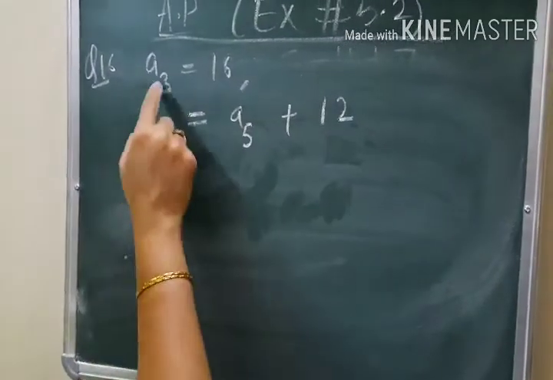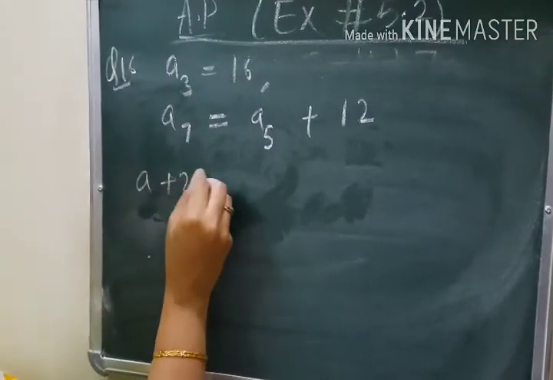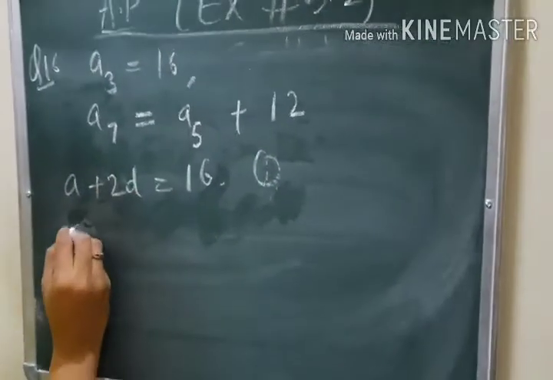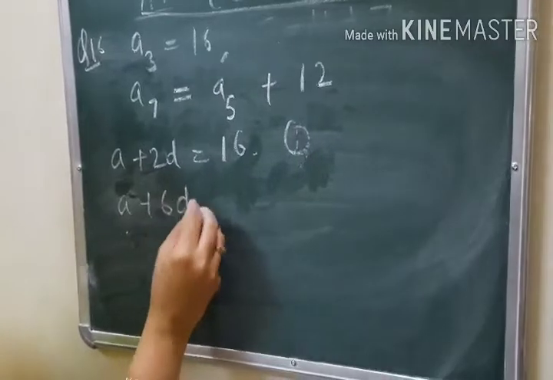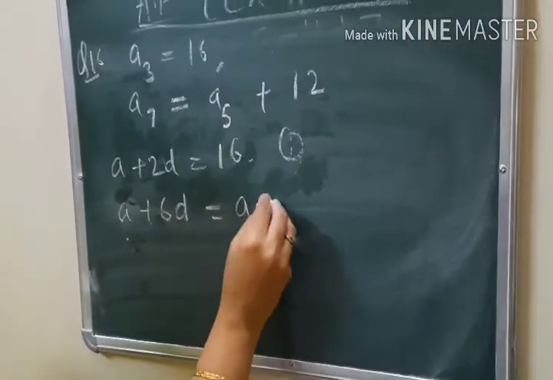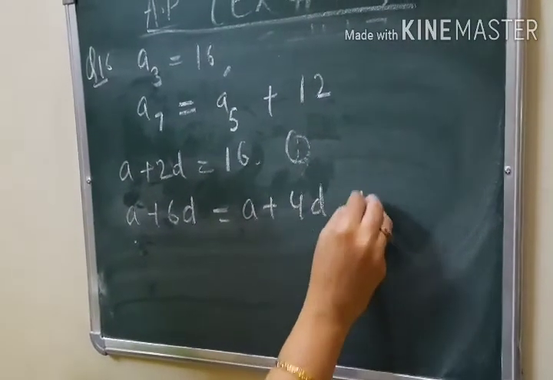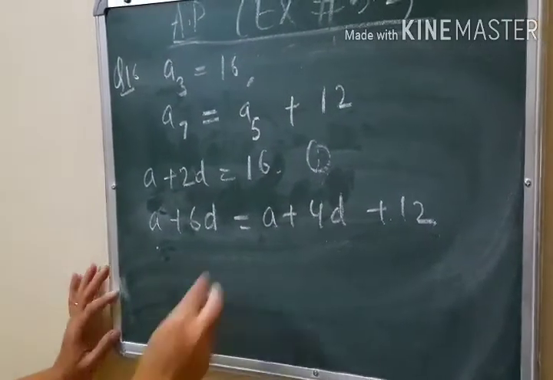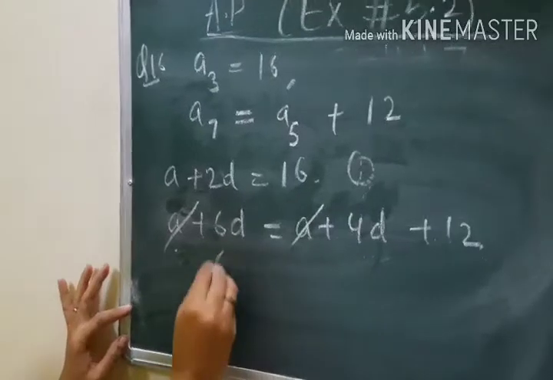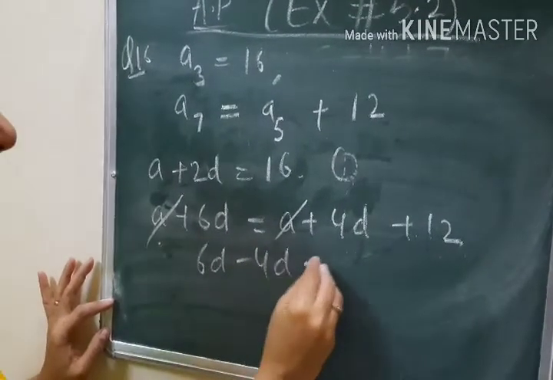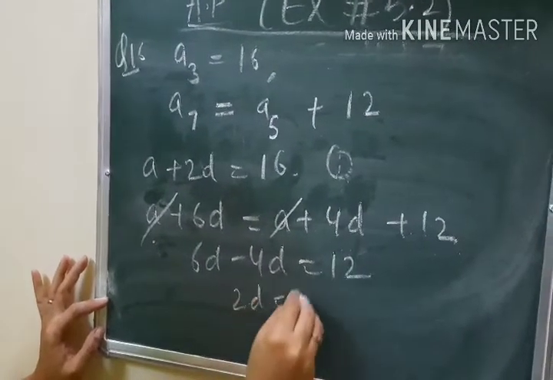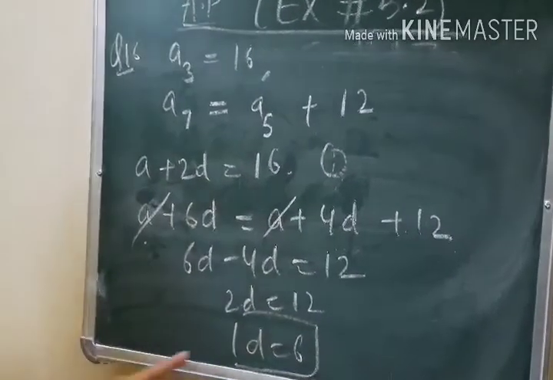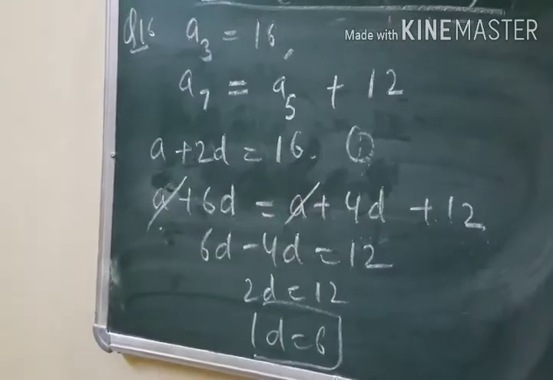Now put the values. What is A3? A plus 2D. This is your first equation. What is A7? A plus 6D. What is A5? A plus 4D and plus 12. Now just simplify this second equation. A and A cancel. Shift this to this side. 2D is equal to 12. D is equal to 6. So we have got the value for D. Put it in the first equation.